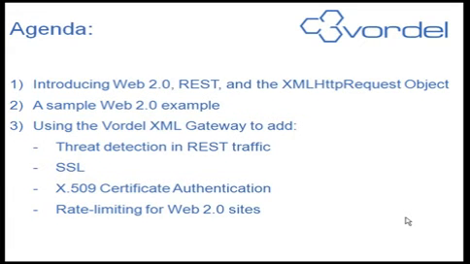In this screencast we're going to first of all introduce REST, WebToDo and the XML HTTP request object. We're going to see a sample and look at code and how it works. Then we're going to see how the WebToDo XML Gateway adds threat detection, SSL, certificate authentication and rate limiting to WebToDo websites.